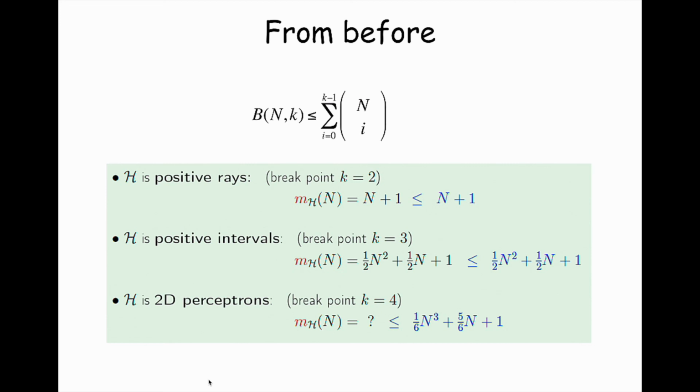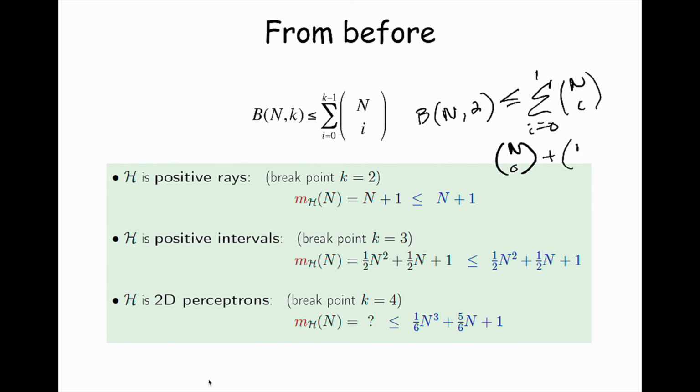If k is equal to 2 and we have a data set of size n, that means B of n, 2 is less than or equal to the sum, i goes from 0 to 2 minus 1, which is 1, of n choose i. Well, what is that? That's n choose 0 plus n choose 1. N choose 0 is always 1, plus n choose 1, that's n. That's 1 plus n. That's exactly the growth function that we had from before.